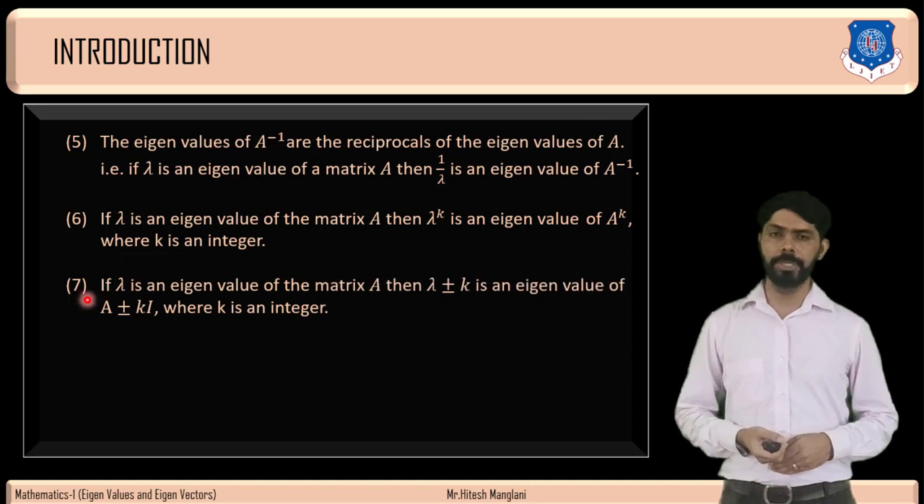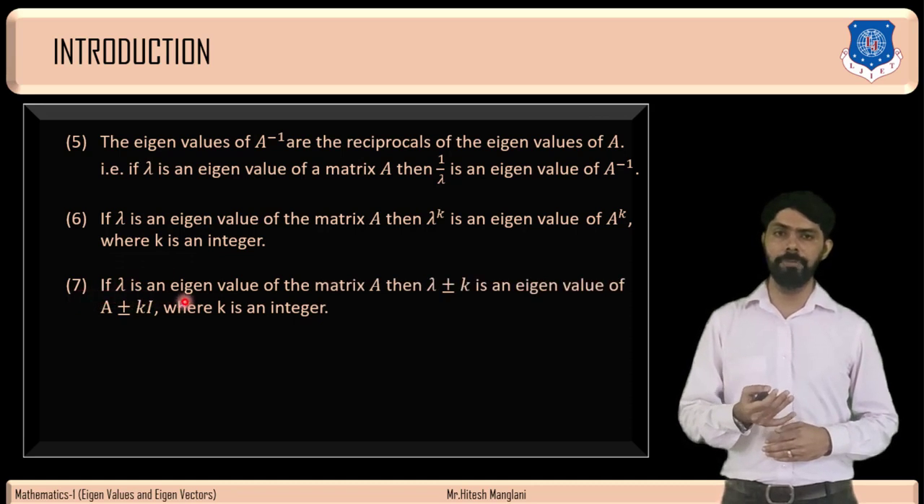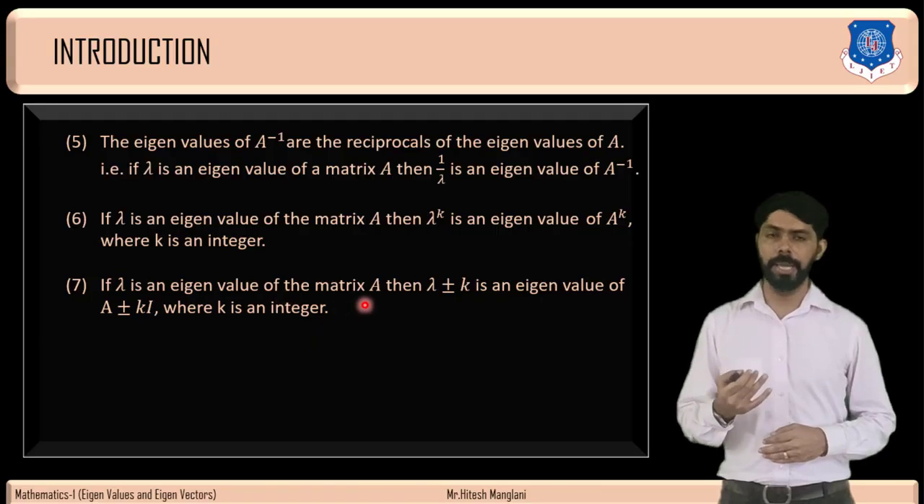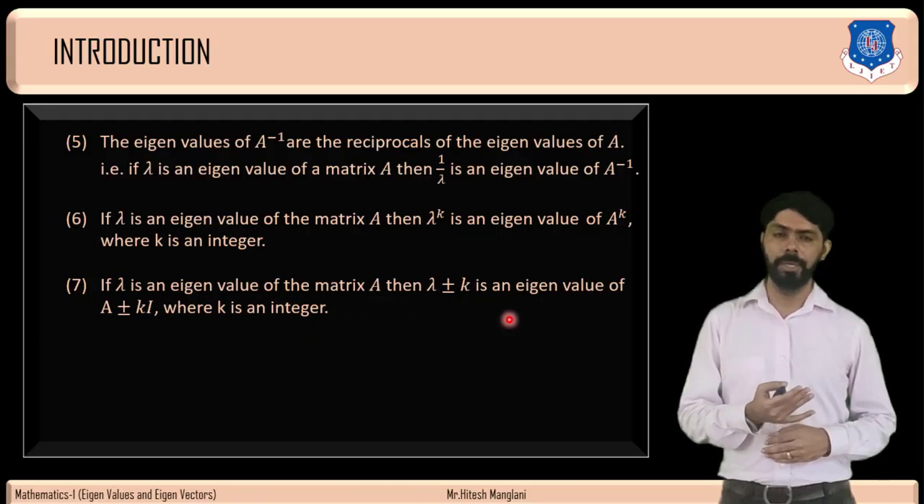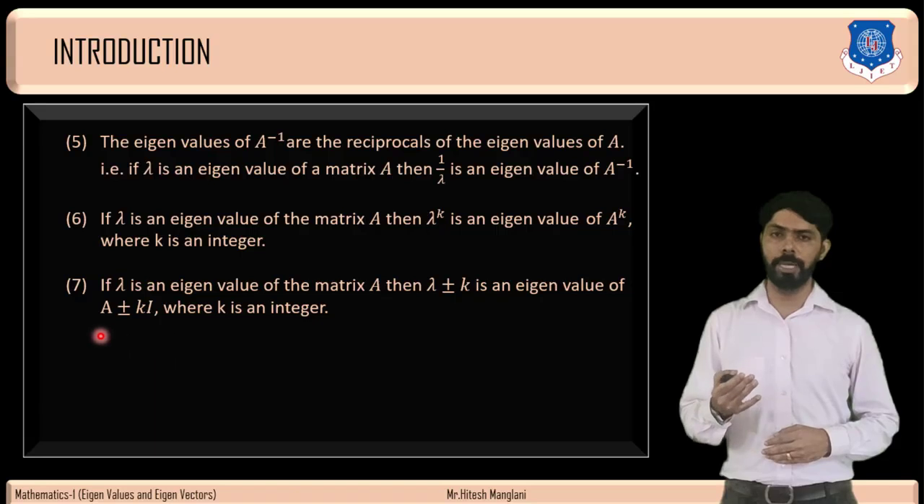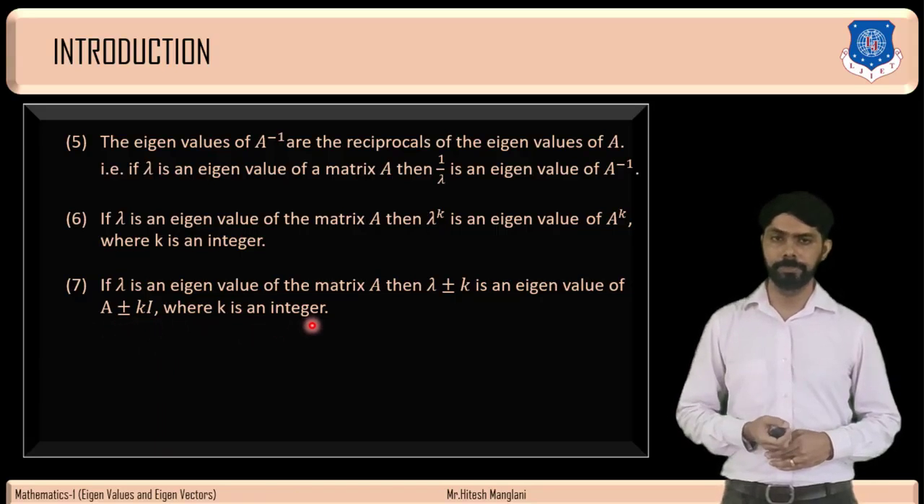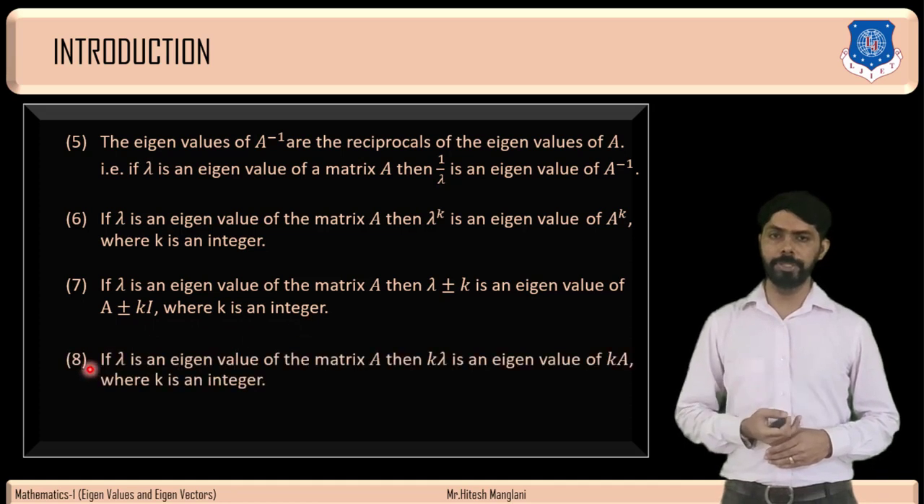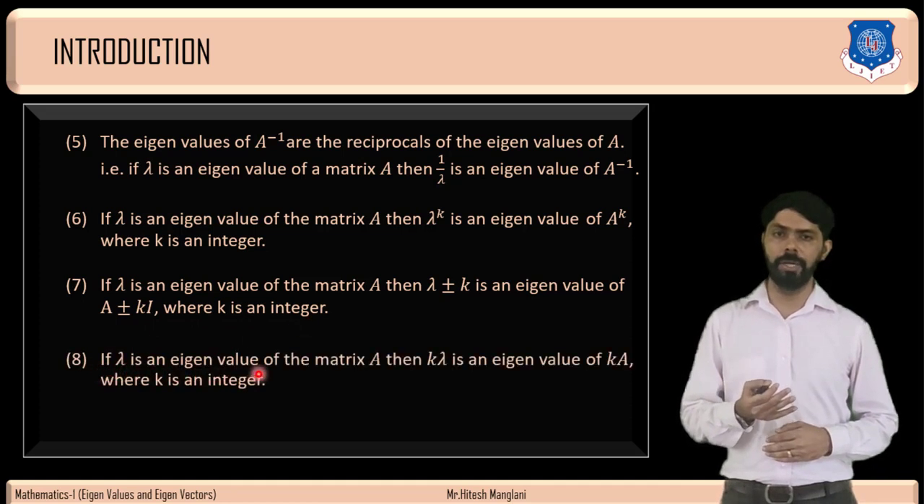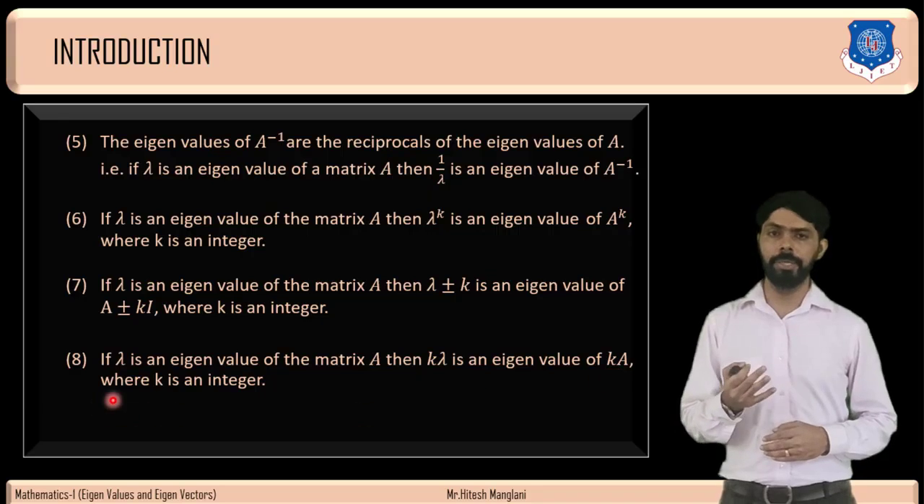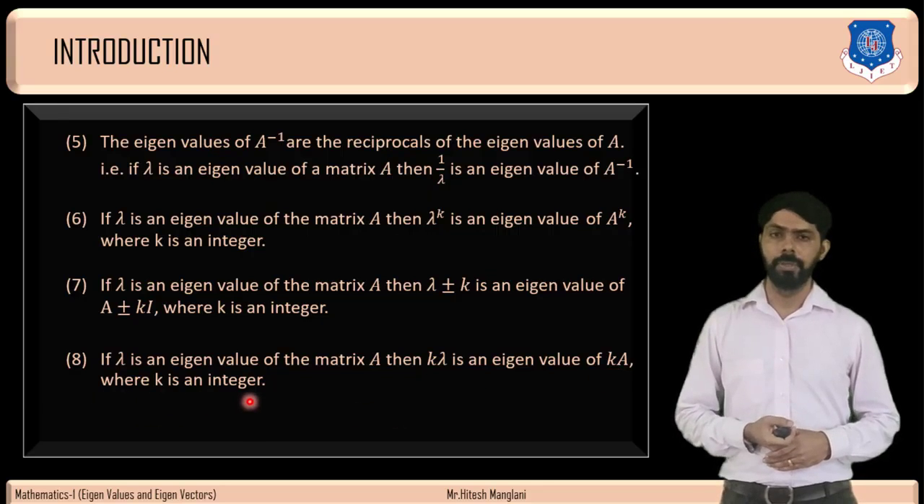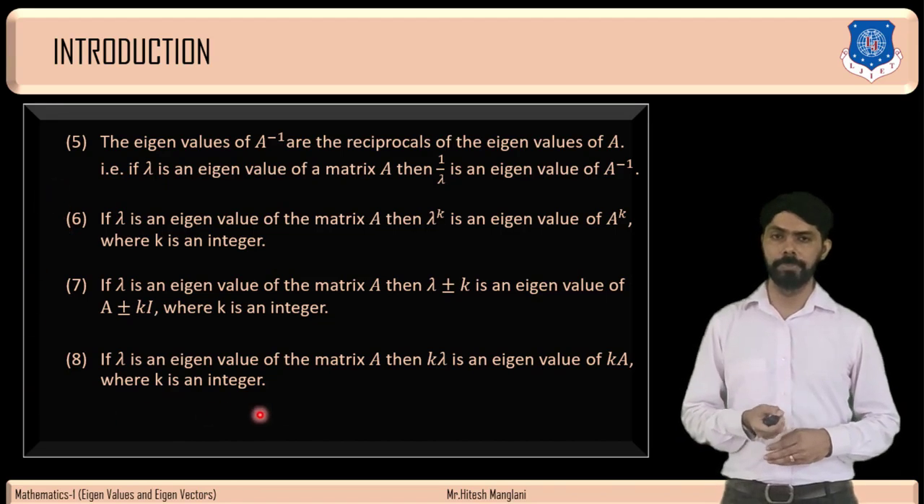Now the seventh property is that if lambda is an eigenvalue of the matrix A, then lambda plus or minus k is an eigenvalue of A plus or minus kI, where k is an integer. The eighth property is that if lambda is an eigenvalue of the matrix capital A, then k lambda is an eigenvalue of kA, where k is an integer. We will discuss these properties in examples.